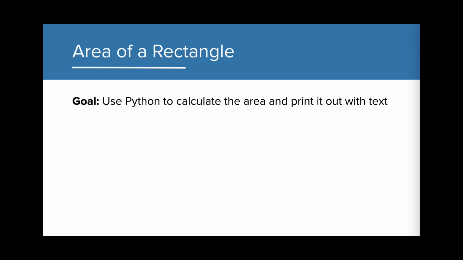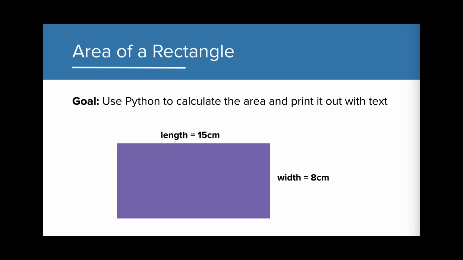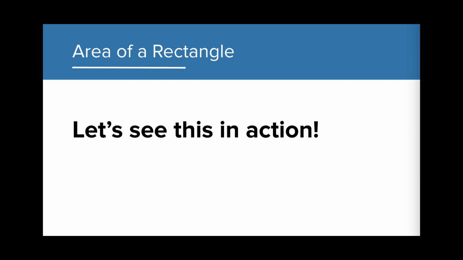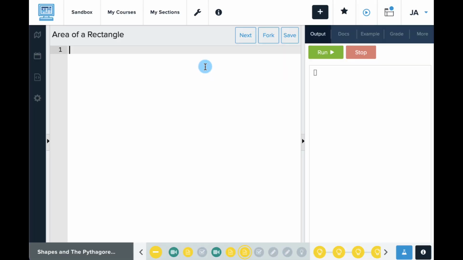We want to use Python to calculate the area of a rectangle and print it out with a string label. Our rectangle has a length of 15 centimeters and a width of 8 centimeters. Let's switch over to our live editor to create this code. Okay, so here's the CodeHS code editor, where you'll be doing most of your work. Let's go ahead and type out our first calculation, which will be the area of a rectangle with a length of 15 and a width of 8. To do this, we write print 15 times 8. When I run this, you will see here the results printed out as expected.